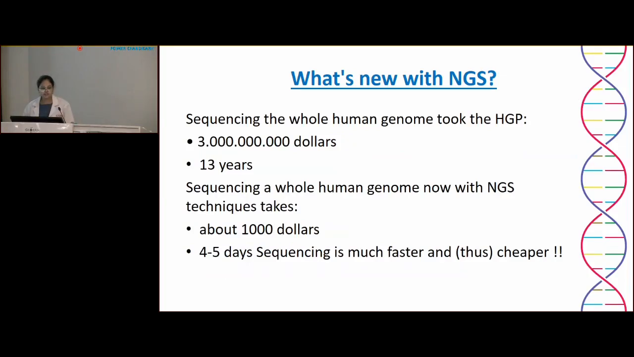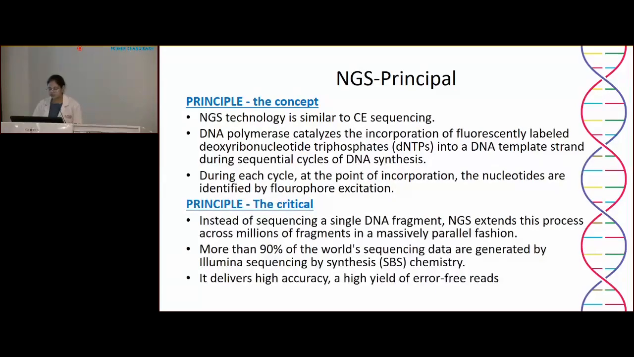The Human Genome Project took $3 billion and 13 years to complete. However, if NGS would have been invented by then, it would have taken only $1,000 and 4 to 5 days to complete the whole project. So you can imagine how massively parallel screening we are talking about. In principle, it is similar to most of the sequencing chemistries, that is sequencing by synthesis. It's just that millions of fragments are being sequenced in a parallel fashion.